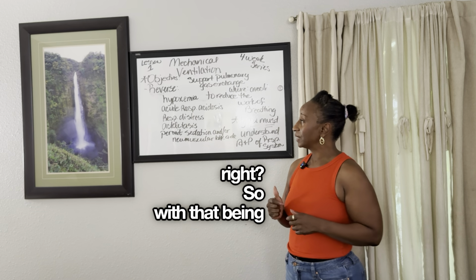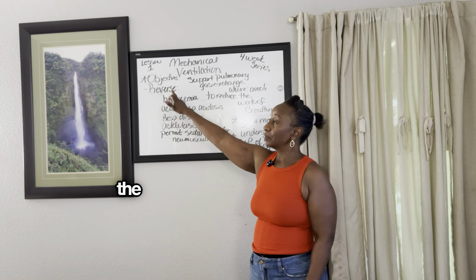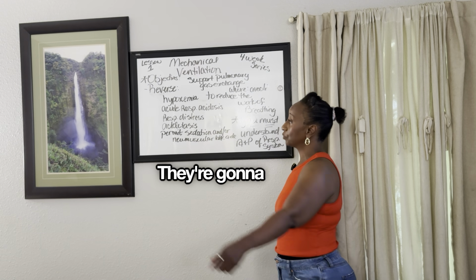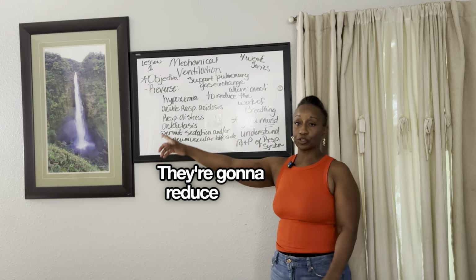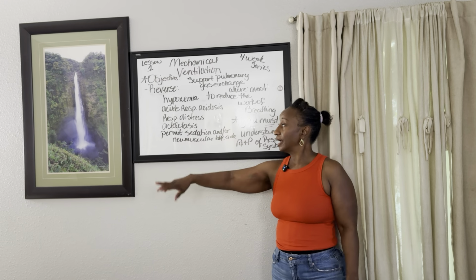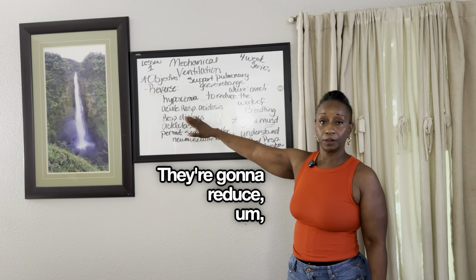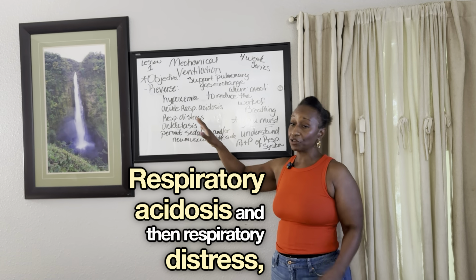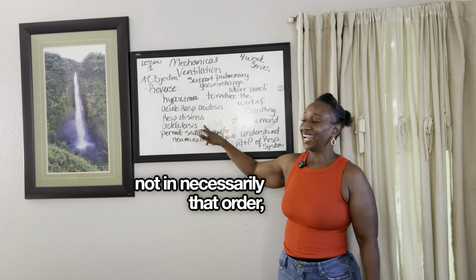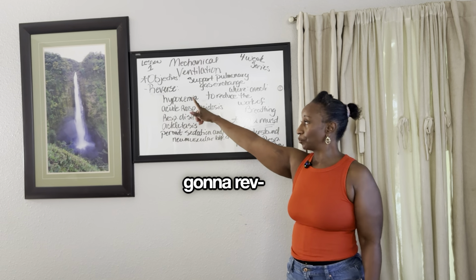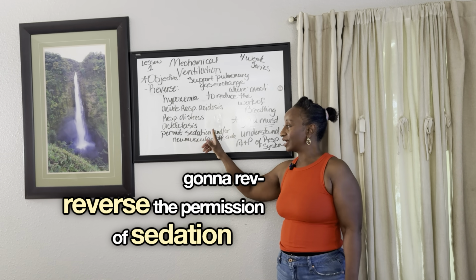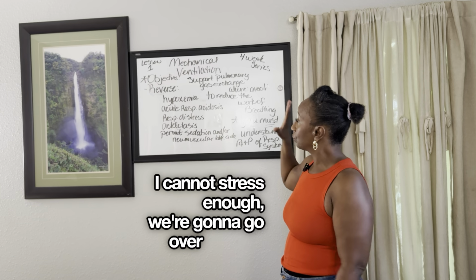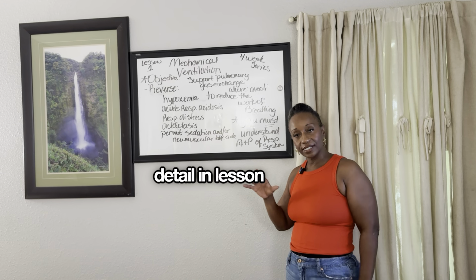So with that being said, the objectives of mechanical ventilation, they're going to reduce some things for you. They're going to reduce hypoxemia. They're going to reduce acute respiratory distress. They're going to reduce respiratory acidosis, and then respiratory distress, not necessarily in that order, atelectasis, and it also is going to reverse the permission of sedation and neuromuscular blockades. I cannot stress enough, we're going to go over these in detail in lesson 1.